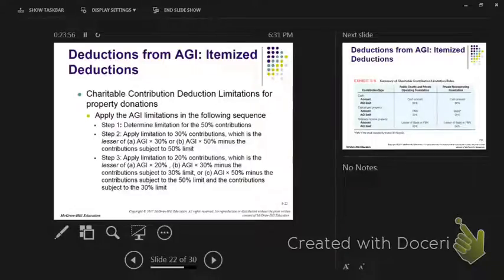All right. So where did I put it? Okay, so I want to give you an example.